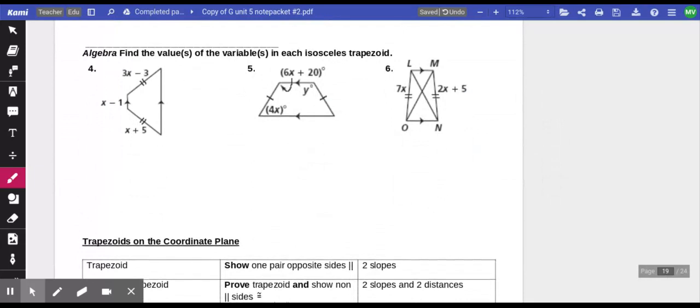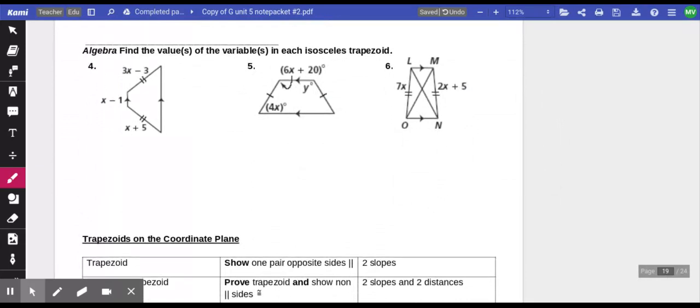So now we have 3 problems where we need to use some algebra to do these. We're using the same ideas. Here we're talking about sides. Well, the only sides I know anything about are the two that are congruent. So that means x plus 5 is equal to 3x minus 3. And we solve that. And again, we know those two sides are equal because those are our congruent legs of our isosceles trapezoid. So I'm just solving that equation, and x equals 4.